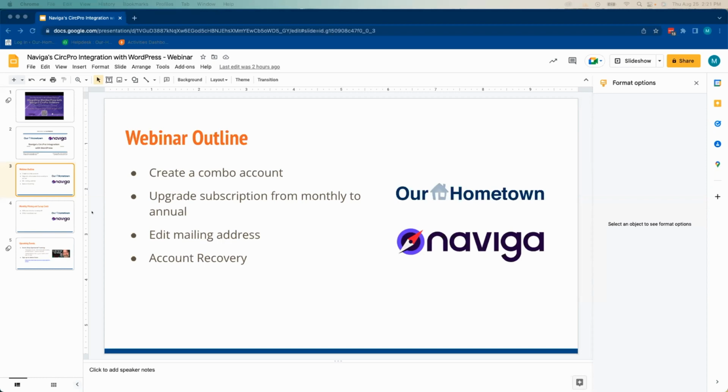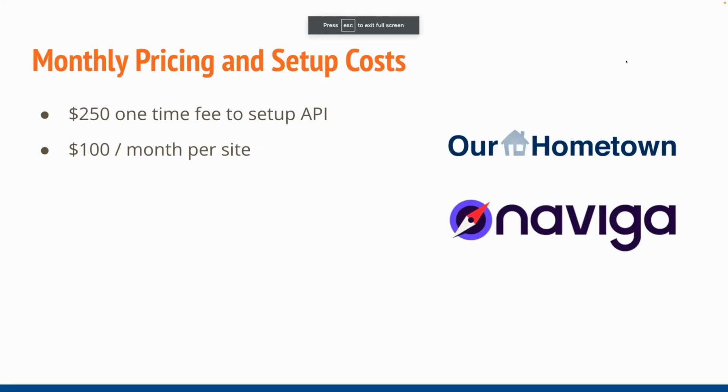Let's see the outline slide. One second. So, just to get to the numbers side of things. We can do this for just a one-time setup fee, $250 to get all the subscriptions set up on our side. And then it's $100 a month for unlimited syncing. It's just going to run in the background at all times.